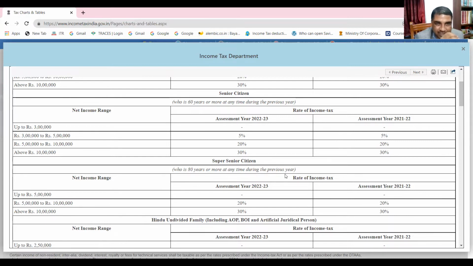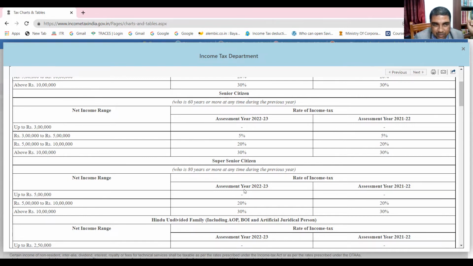Yes. So here earlier you have seen 60 years. We call it the senior citizen. If someone is attaining 80 years at any time during the previous year, we'll call that person a very senior citizen or super senior citizen. Okay. If super senior citizen, you find that up to 5 lakh, is there any tax?